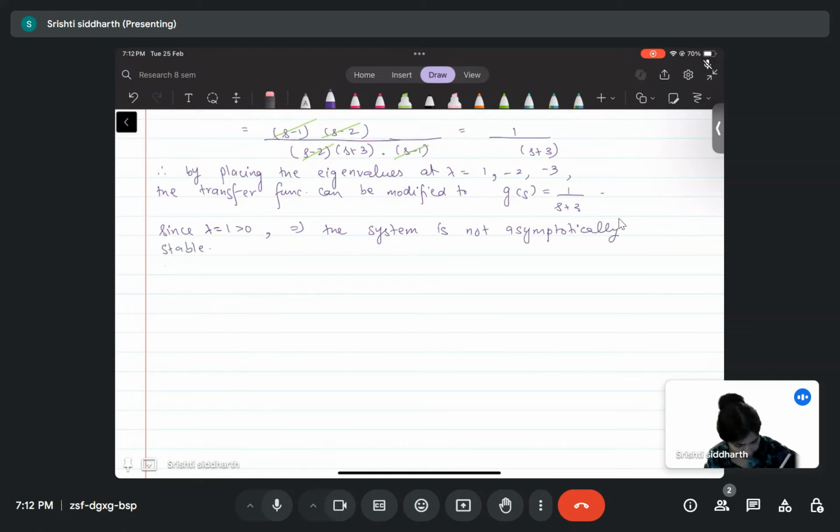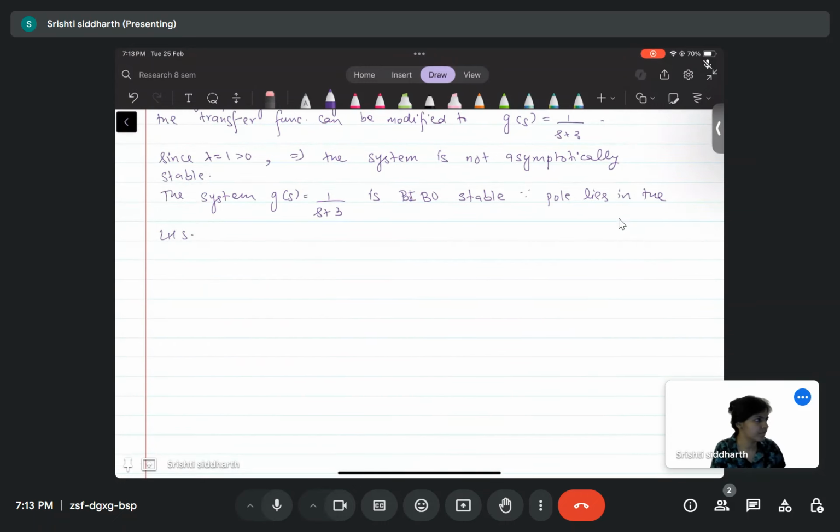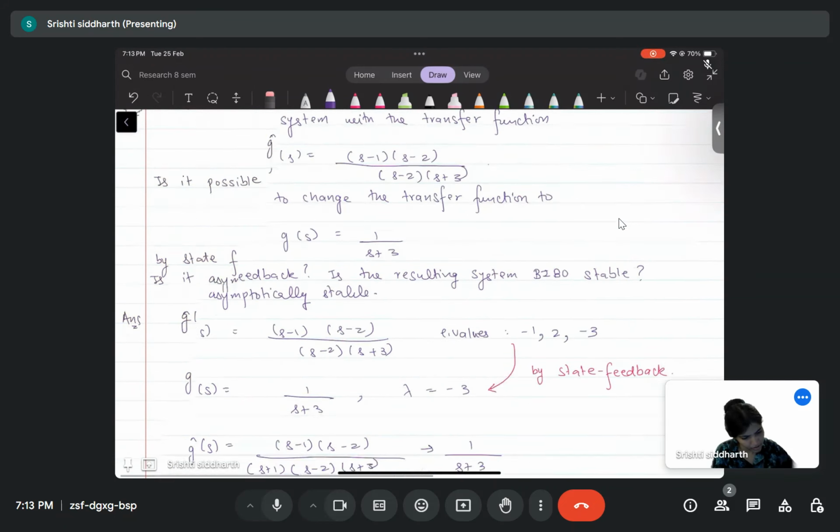However, the system is BIBO stable, because the system G S equals 1 upon S plus 3 has its pole in the left half plane. It's true also.